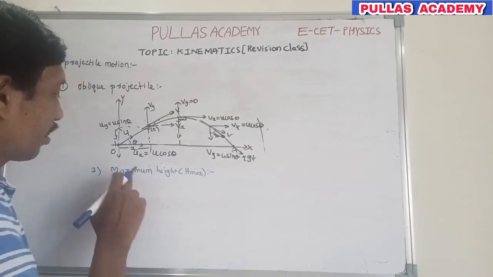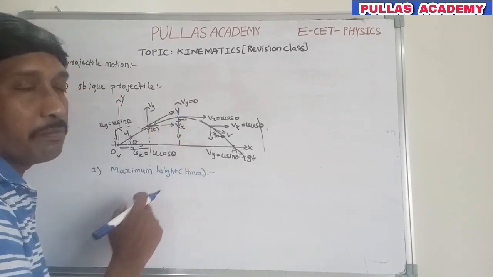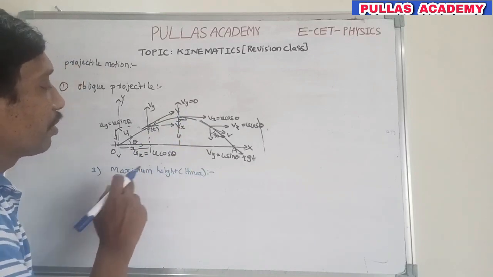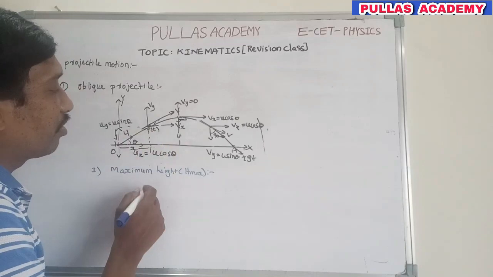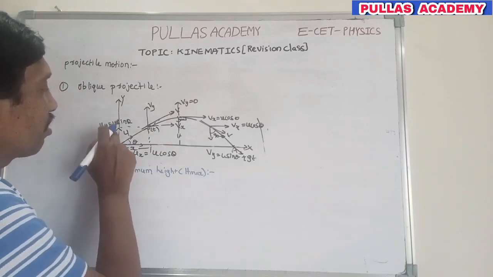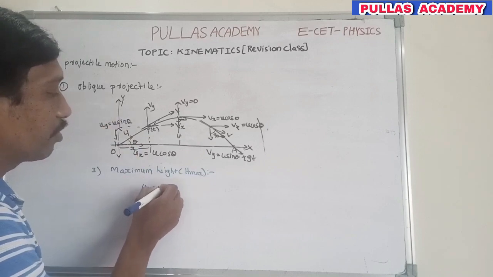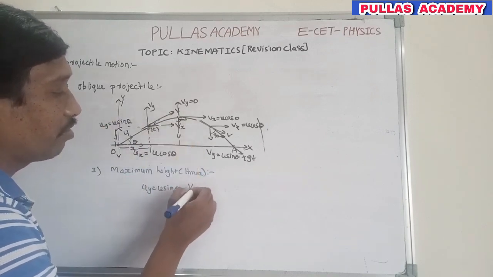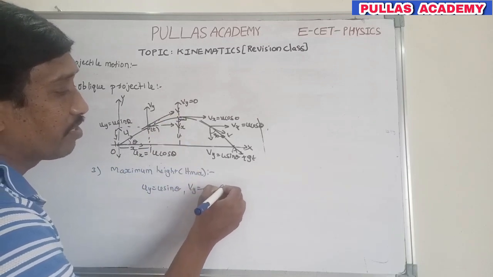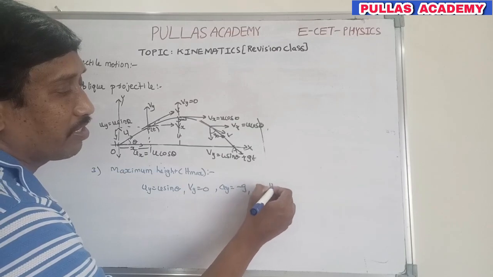Alright, the next parameter is maximum height. Along the vertical direction, the maximum displacement by an oblique projectile is the maximum height. So for this body, what are the parameters? Initial vertical velocity uy is equal to u sin theta. When it reaches maximum height, vy is equal to 0. Next, ay is equal to what? Minus g. s is equal to maximum height h.